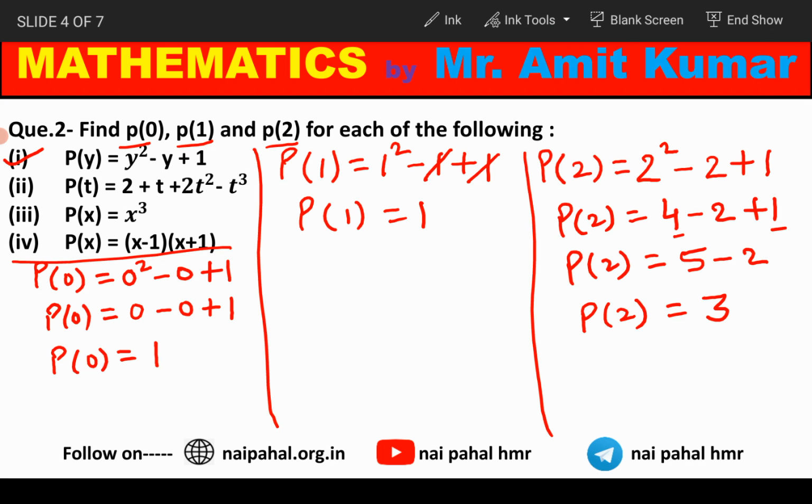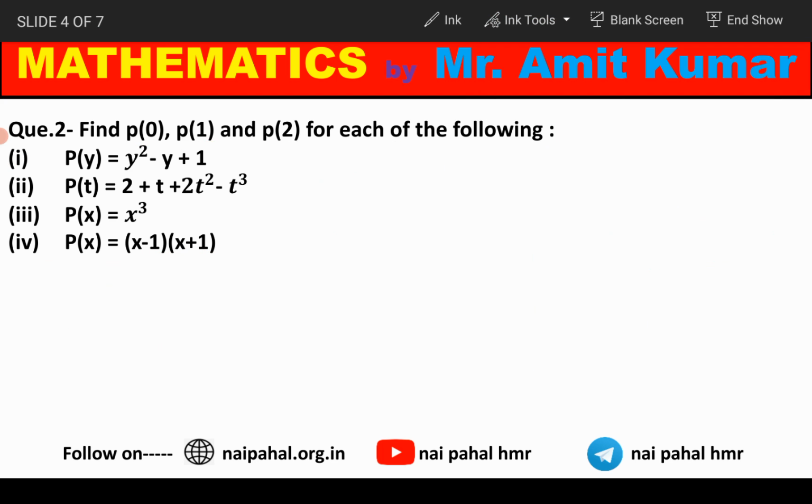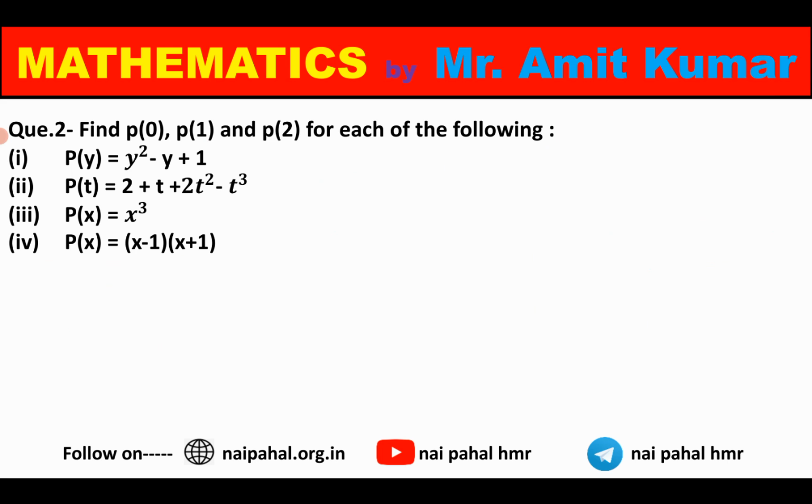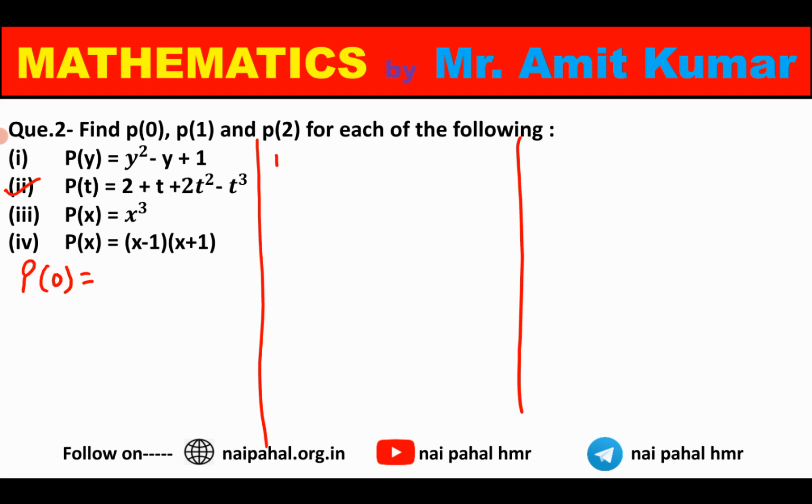Let's move on to the second part, where again we will divide the whole page into 3 columns. In the first column we will take P0, in the second column we will take P1, in the third column we will take P2.